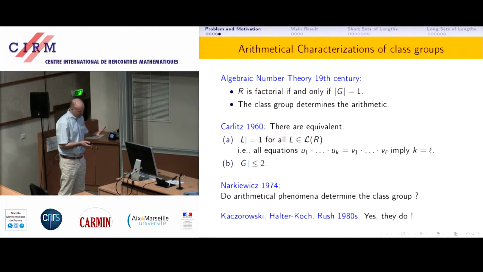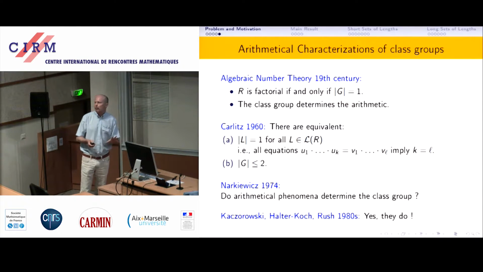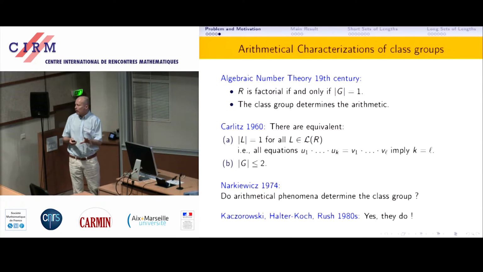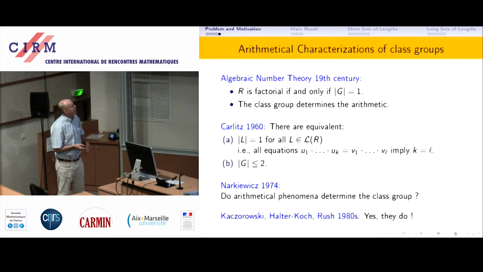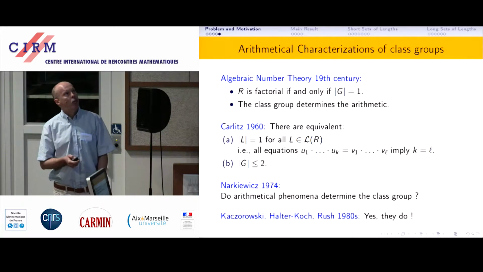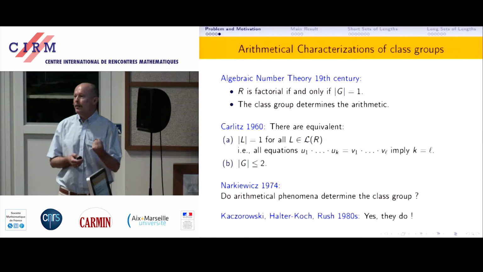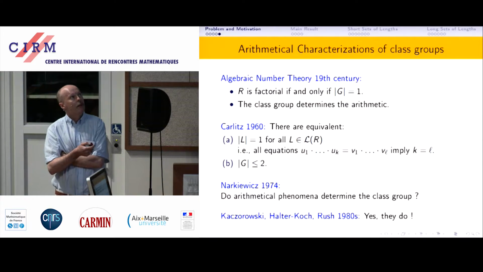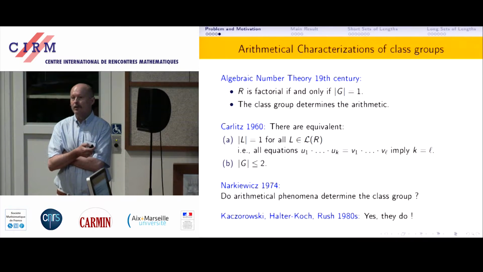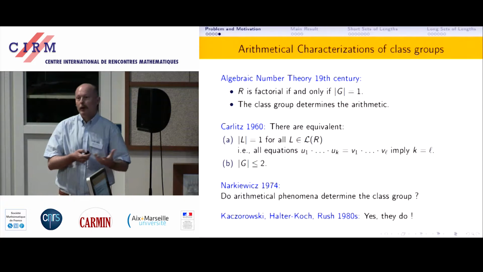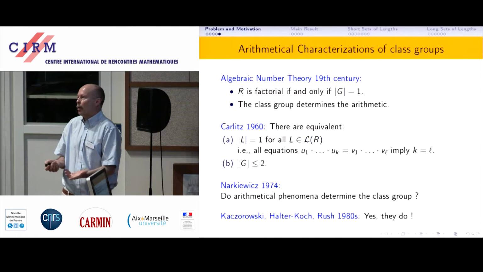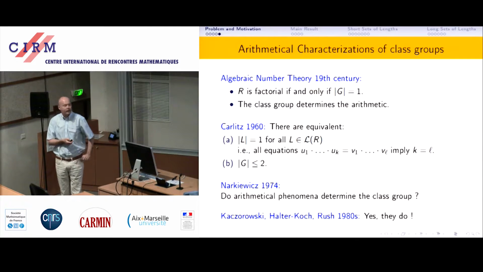Okay, but I will use a basic example from algebraic number theory to explain the problems I'm going to look at. Okay, so let's go back more than a century. If we have a ring of integers, then by the definition of the class group, the ring is factorial, a unique factorization domain, if and only if the class group is trivial. And it's classical philosophy that the class group determines the arithmetic, determines the non-uniqueness of factorizations.